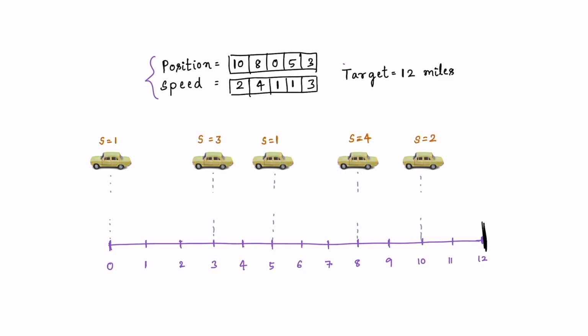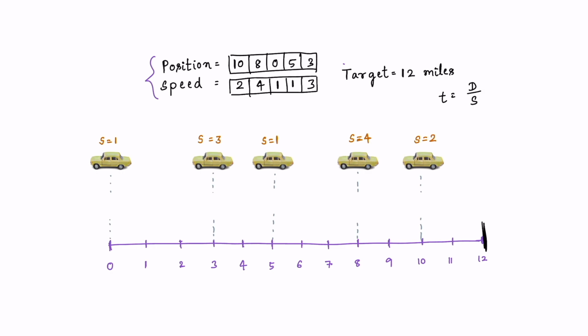How would we know if a car will catch up to the car in front before the destination? To figure that out, we need to find the time it takes for a car to get to the destination at its current speed. So time to destination will be distance to the destination divided by speed.